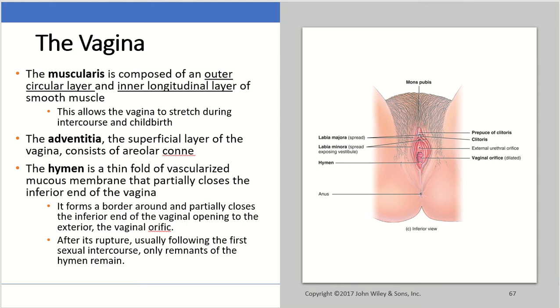It is important to mention, however, that there are other reasons that the hymen can rupture that are not related to intercourse. Some contact sports, excessive stretching, and horseback riding can all cause the hymen to rupture on its own without any sexual intercourse. So that's just an important thing to keep in mind.